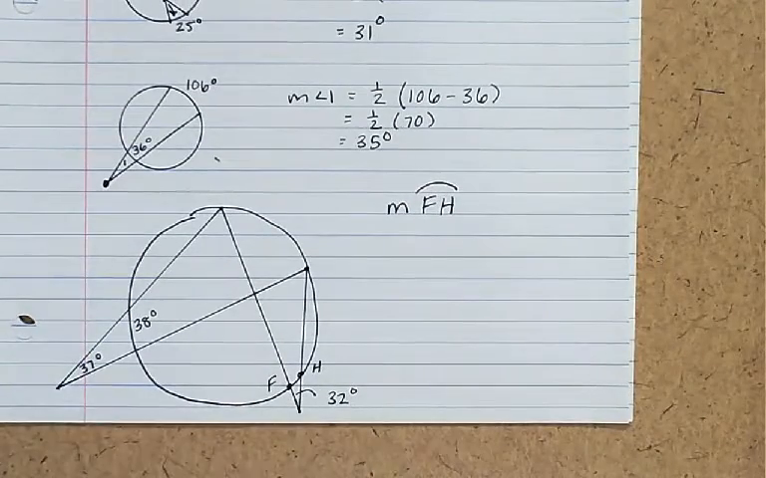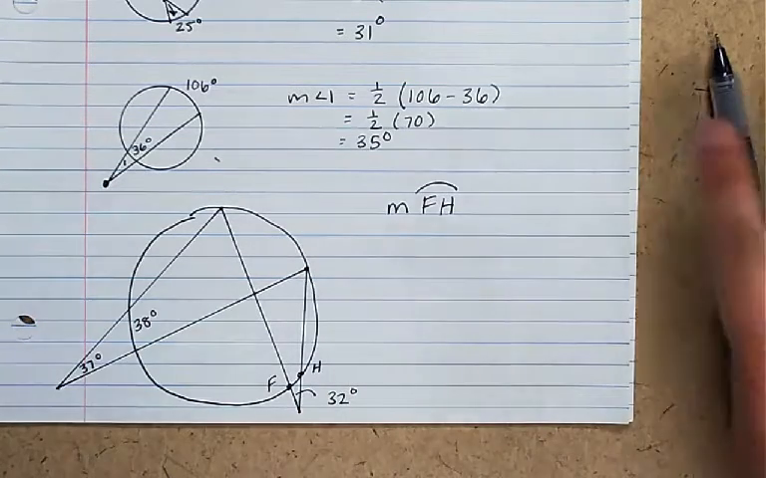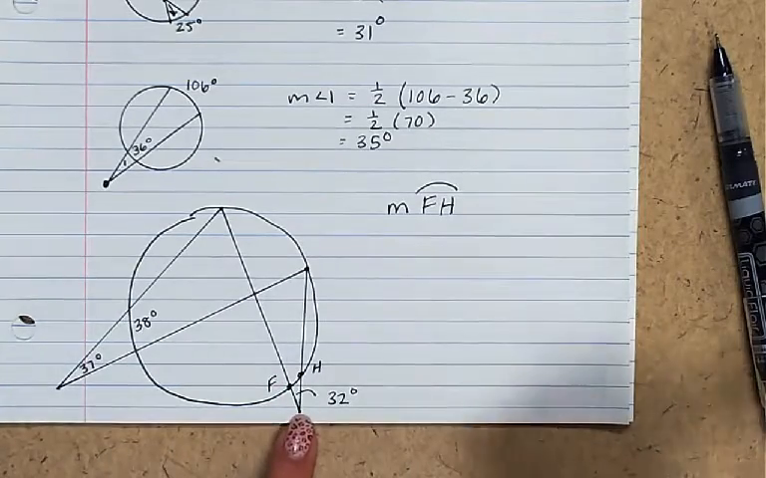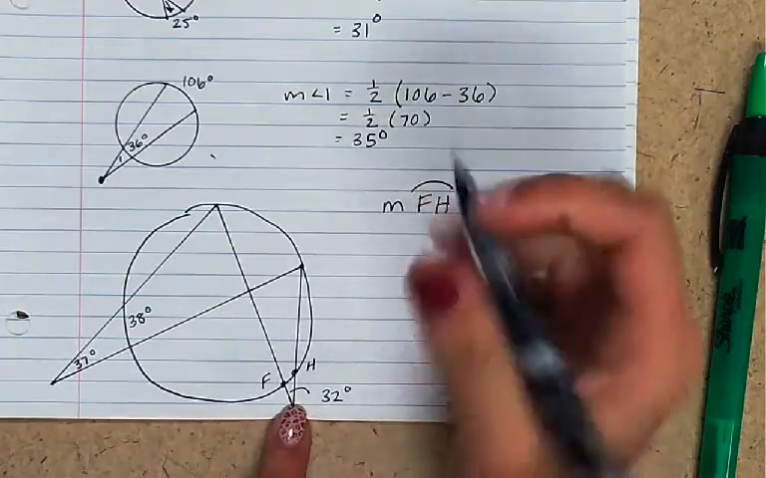Okay, this next one is on your quiz, depending on which version you get, and it's kind of tricky. So on this one, we're finding the measure of arc FH, which is down here. So we don't have a whole lot of information for FH. All we know is that this angle here is 32 degrees.